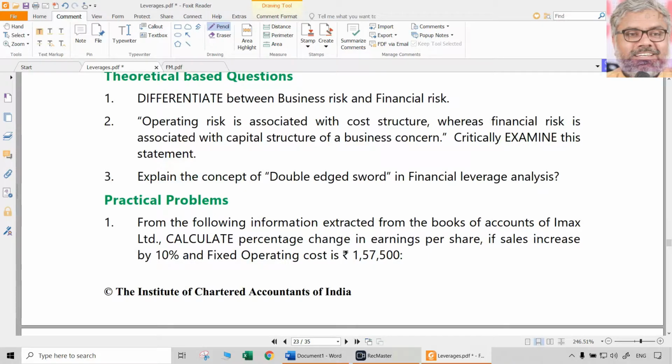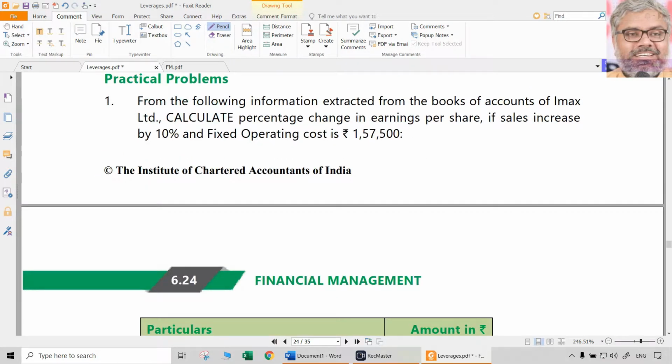And theory questions can also be asked like this. A very, very popular question: differentiate between business risk and financial risk. Same thing as we already discussed, operating risk is associated with the cost structure, financial risk is associated with capital structure. Explain. And what is the concept of financial leverage particularly, and how can you justify the statement that financial leverage is a double-edged sword. These are theory questions which can be expected from this chapter. But most of the times the questions will be 5 marks questions. Let us go through them one by one.